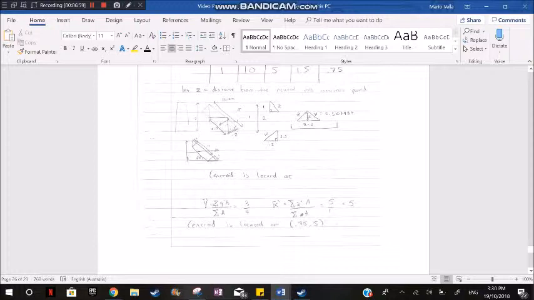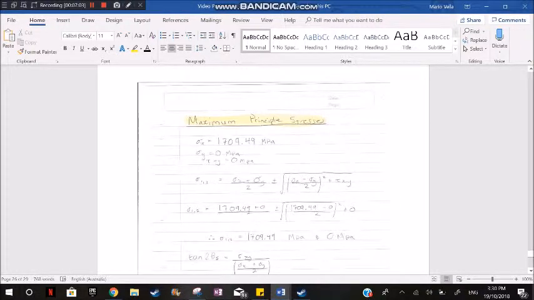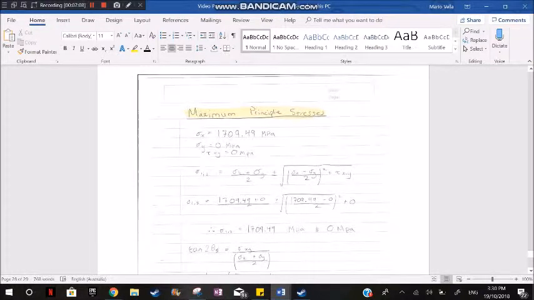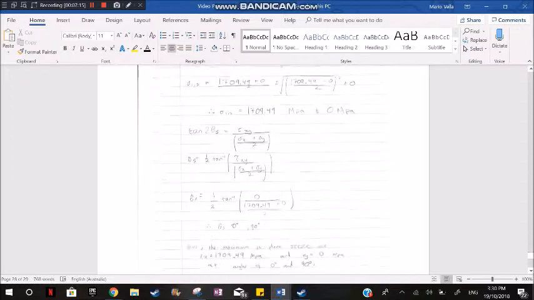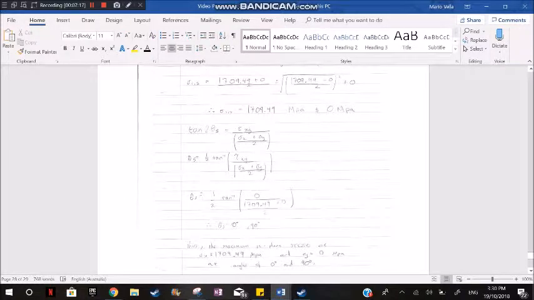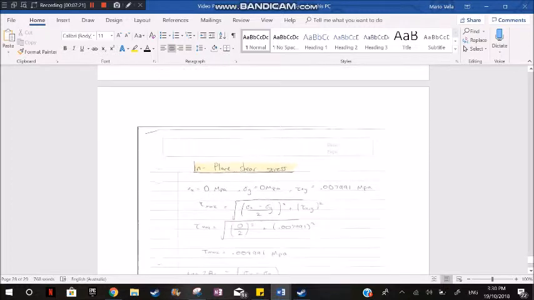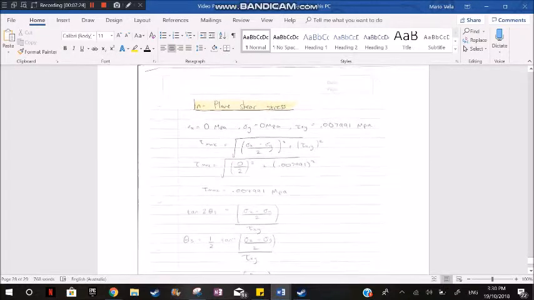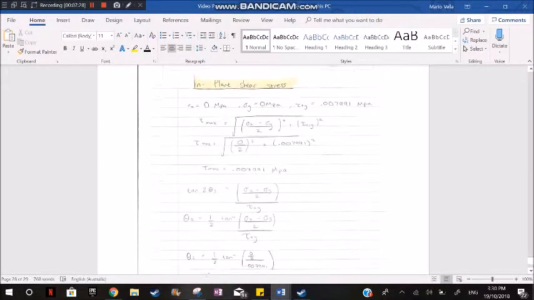Then I moved on to maximum principal stresses. So I already had the X, which was 1709, and we knew the Y was 0, so it was just simply subbing them into the equation and getting 0 and 90 degrees for that. And then the in-plane shear stress of 0.007991 MPa, and then I just as well sub that into the equation and getting 0 degrees and 90 degrees.